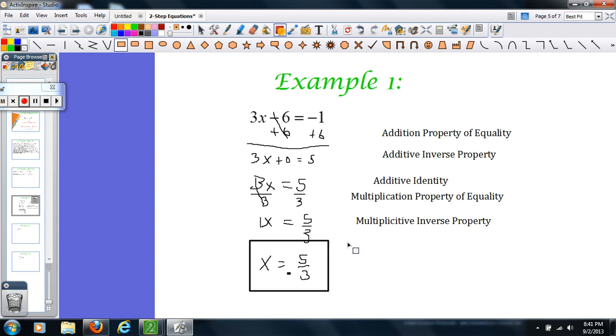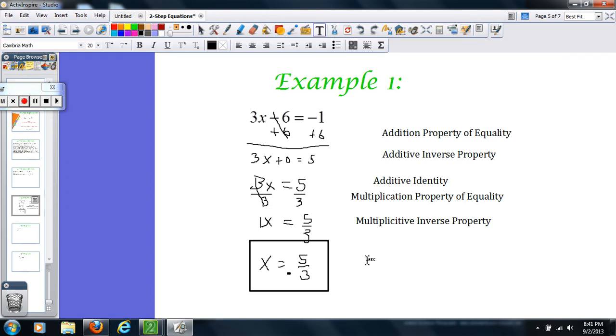And there would be my answer, and that one would be thanks to the multiplicative identity. So now I've solved a two-step equation, and in doing this I've given you these steps, what properties fulfill each step and allow me to complete each step.